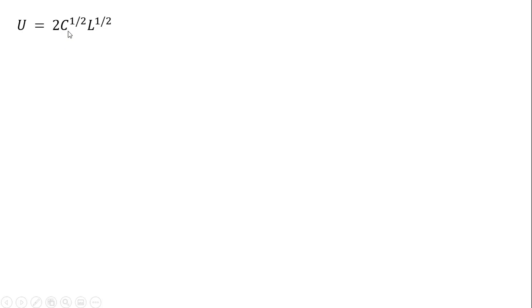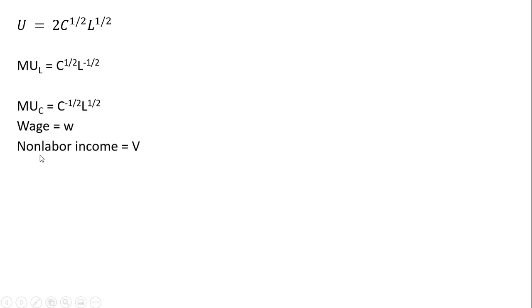So we have a utility function. It is a function of C, consumption spending measured in dollars, and L, hours of leisure. If we were to take the partial derivative of the utility function with respect to L, leisure, we would get the following result. So here's the marginal utility of leisure. And we can get the marginal utility of consumption by taking the partial derivative of the utility function with respect to C, consumption. We're going to let the wage equal W.